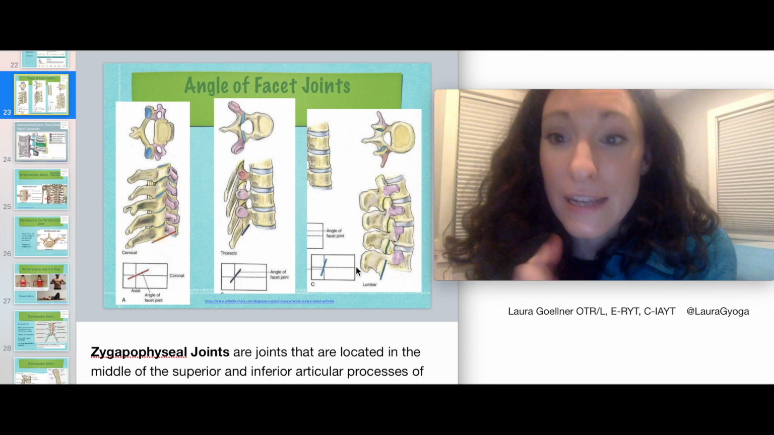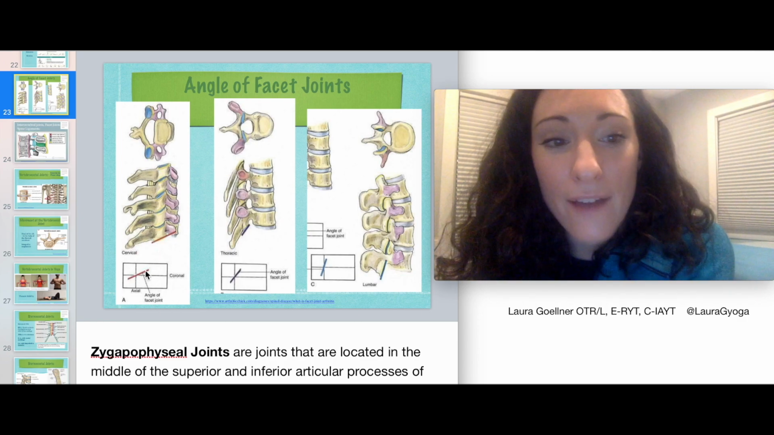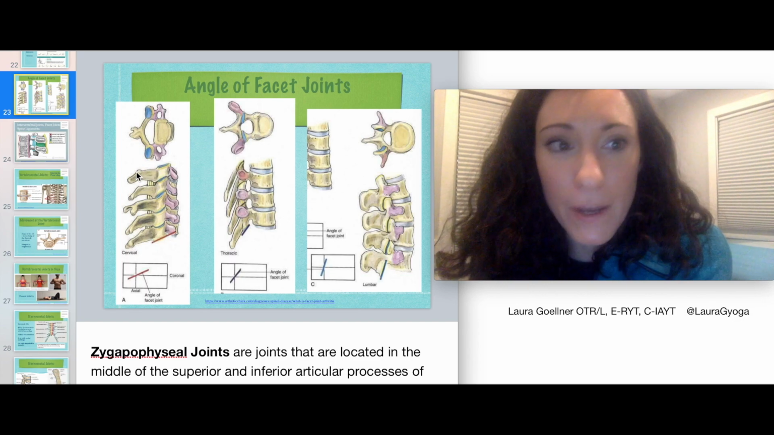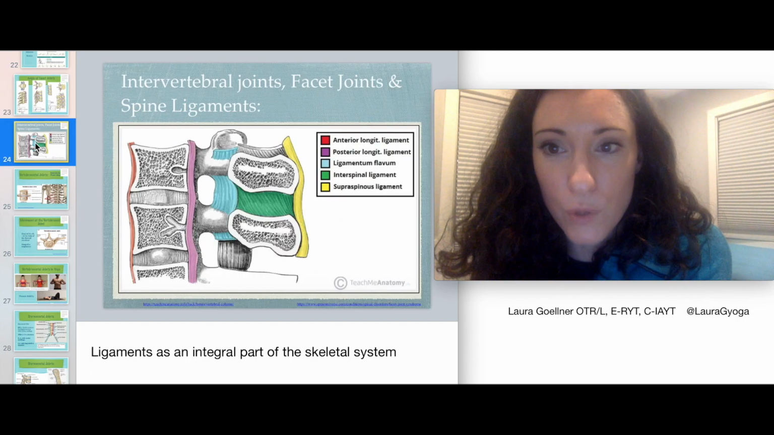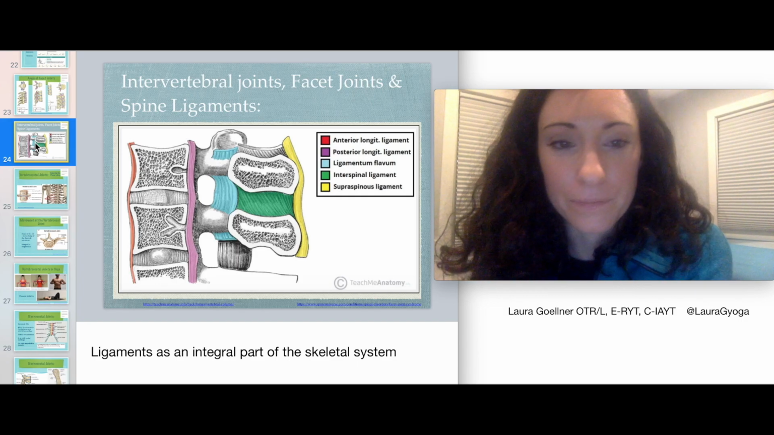And then you throw in individual variation where one student versus the other student is going to have a slightly different angle in each of those areas of their spine. So they're going to have different ranges of motion. And we just need to allow there to be differences.